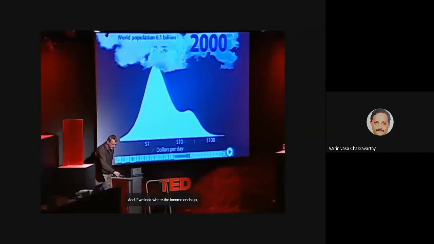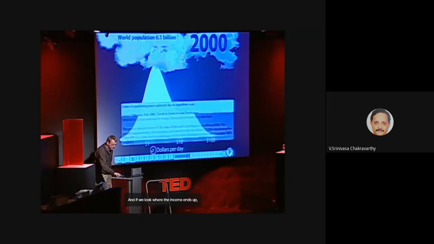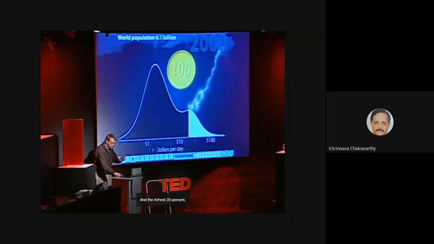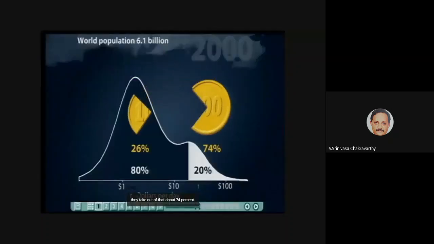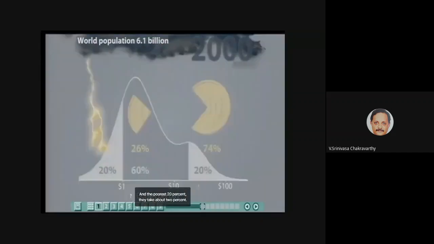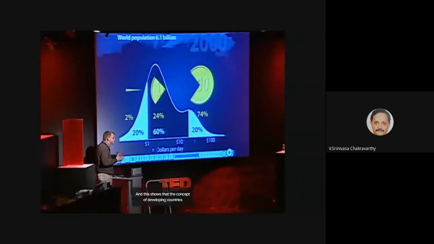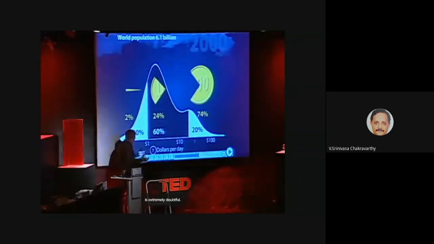And if we look where the income ends up, this is 100% of the world's annual income. The richest 20% take out of that about 74%, and the poorest 20% take about 2%. And this shows that the concept of developing countries is extremely doubtful.